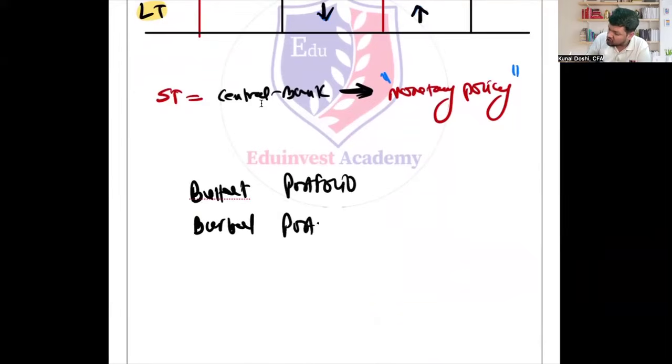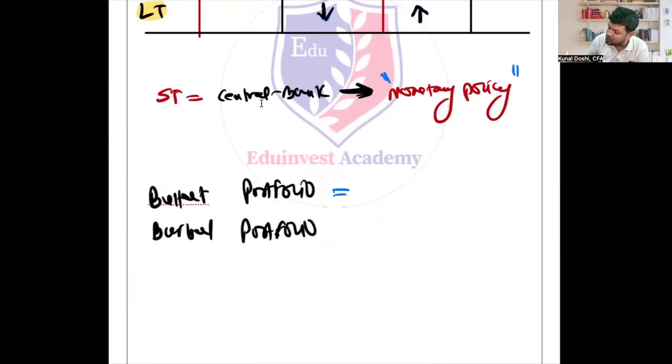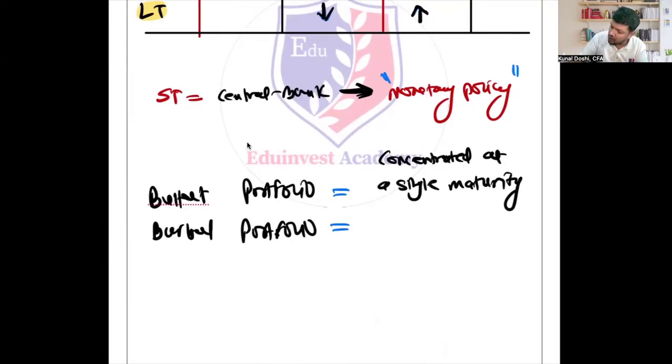First of all, a bullet portfolio is when the majority of your investment in bonds is concentrated at a specific maturity. So your bond concentration is at a specific maturity. A bullet portfolio is basically when the majority of your bonds are located at the specific maturity, right? So that's a bullet portfolio: a portfolio which is concentrated at a single maturity.